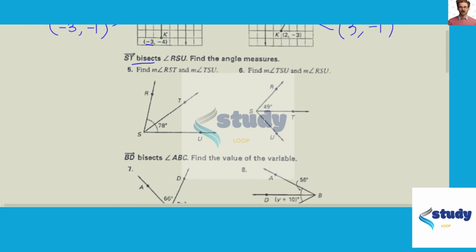Bisect also means the same on each side. So if 78 represents the entire angle RSU, then it's cut in equal parts. So divide by 2, and you get 39 on each side. Again, if the angle is bisected, it's the same on each side. So 49 degrees would be angle TSU, and the whole thing RSU would be double that. 49 plus 49 is 98 degrees.